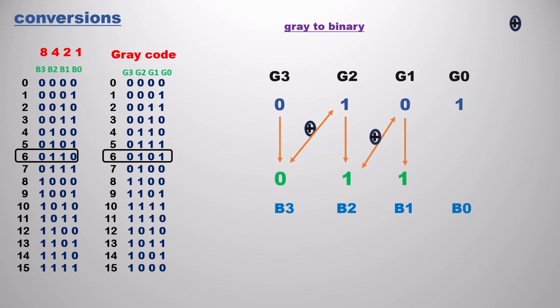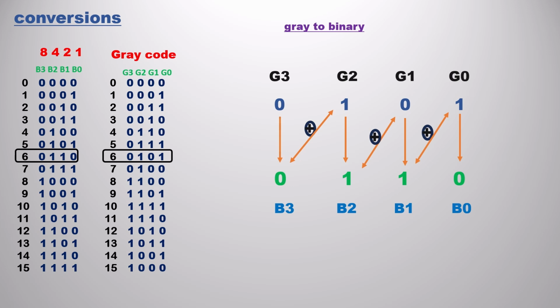The next bit is B1. B1 can be obtained by previous output XOR the coming input, that is B2 XOR G1, 1 XOR 0, and the output B1 is 1. The final bit is B0. B0 can be obtained with the XOR of B1, that is 1, and G0, that is 1. Both are same bits, and same bits XOR gives you 0. So that is 0.